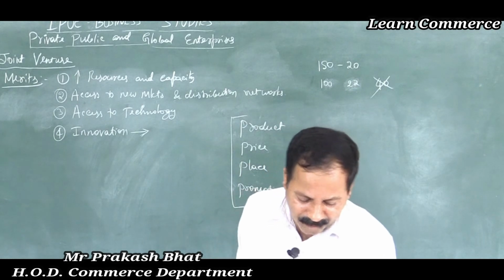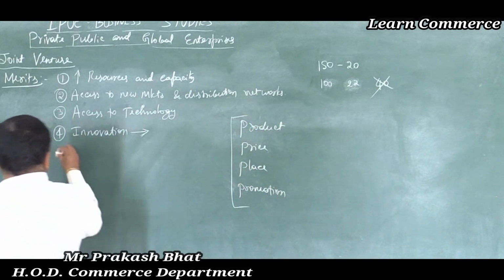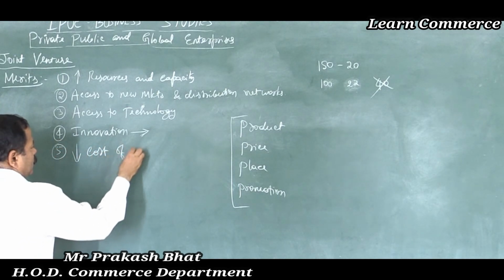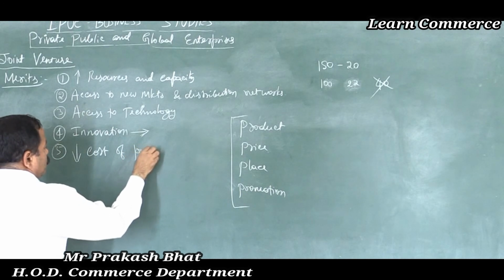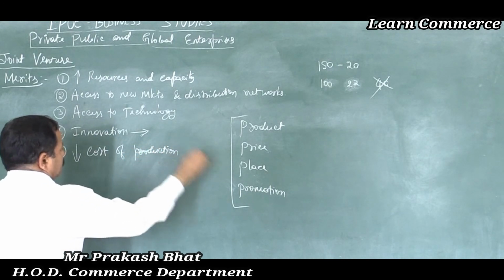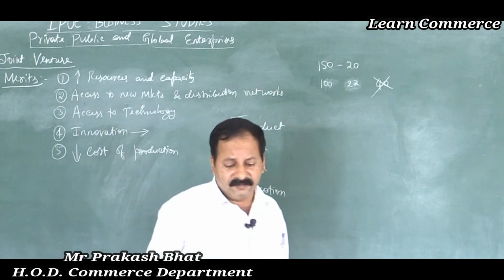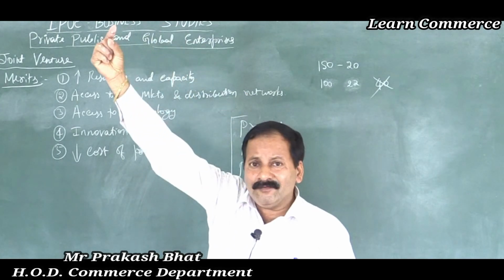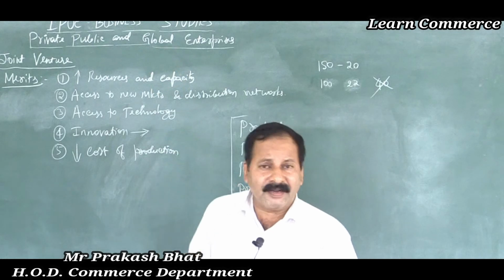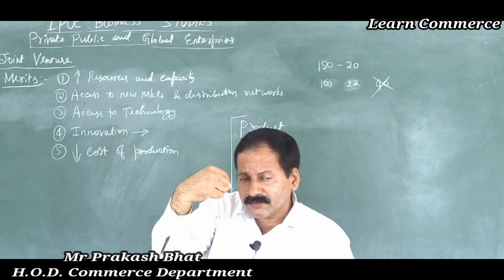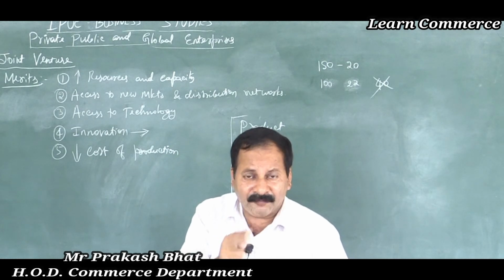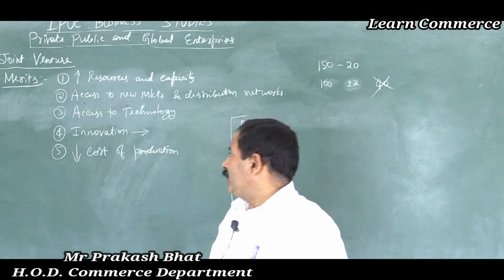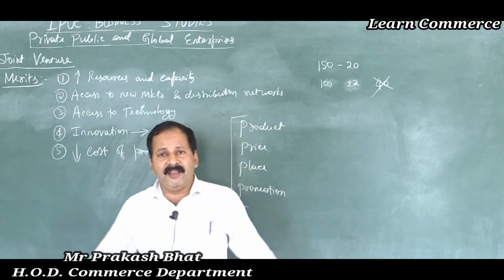Then low cost of production. As I already told you, the cost of production comes down only when you operate on a large scale. The economies of scale, which I told in my previous class, isn't it? Economies of scale means when you increase the volume of production, the per unit cost of production will come down, so that you can reduce the price also or you can increase the profit margin also. There are 2 options for the seller, whether to reduce the price or not. So here the cost of production will come down when you operate on a large scale by joining together.